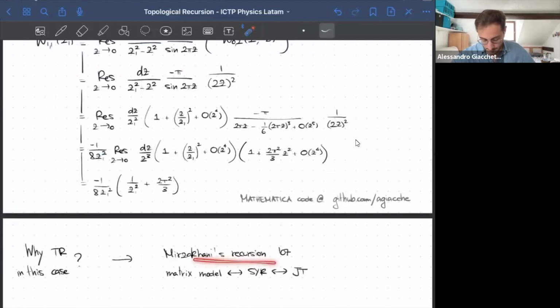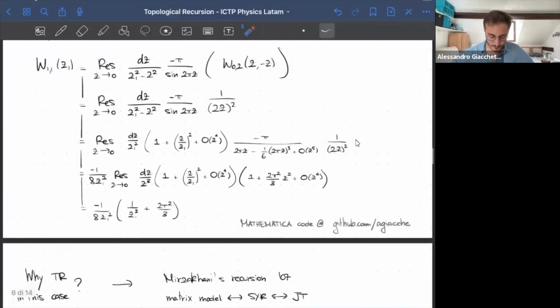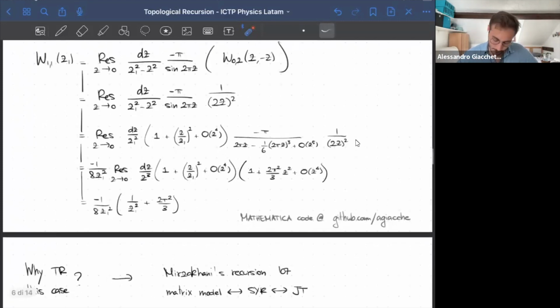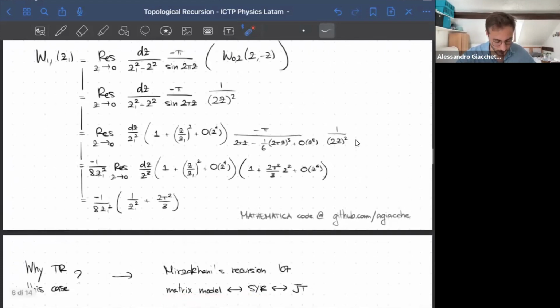The reason you should expect topological recursion to hold in this case is, first of all, because of Mirzakhani's recursion. In this case, this recursion literally comes from removing pairs of pants from hyperbolic surfaces. But in the context of JT gravity, you can also expect this because of the duality between JT, the SYK model, and the fact that there are matrix models underneath, and we know that matrix models in the large N expansion are solved by topological recursion.